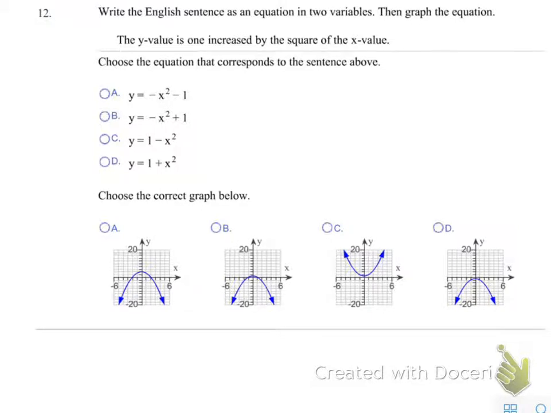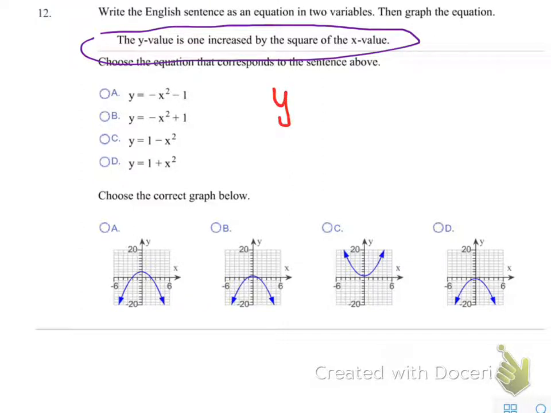And number 12 says, write the English sentence as an equation in 2 variables, then graph the equation. Okay. So the y value is 1 increased by the square of the x value. The y value is 1 increased by the square of the x value. So when I read this, I am thinking y equals x squared plus 1. That's how I interpret it algebraically.